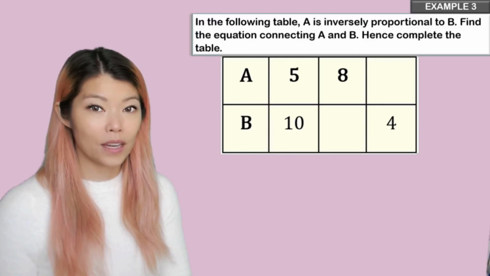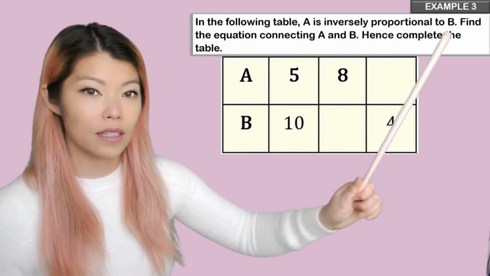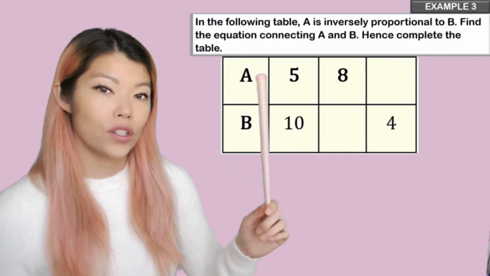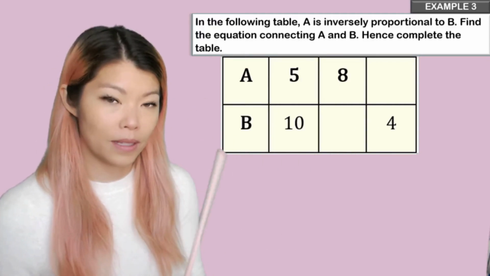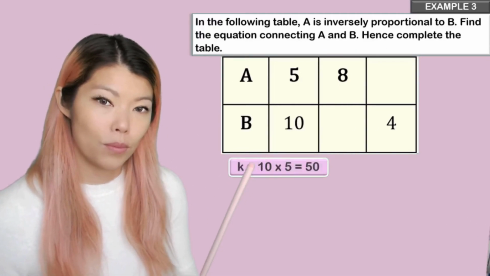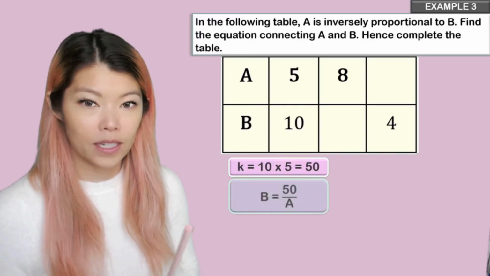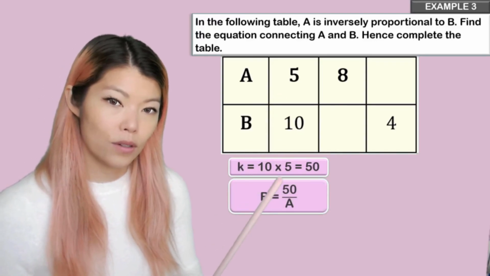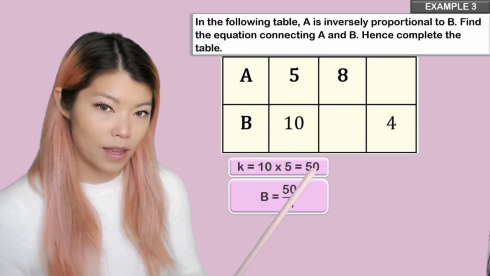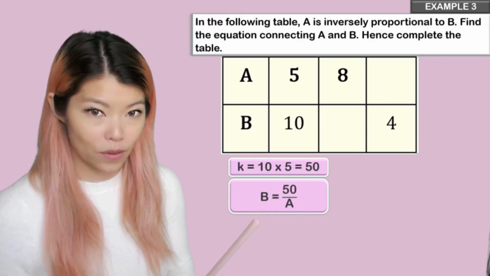Example 3. In the following table, A is inversely proportional to B. Find the equation connecting A and B and hence complete the table. So inversely proportional means my constant will be A times B, which is 50, and the equation will be B equals k over A, and because k is 50, we have 50 over A.